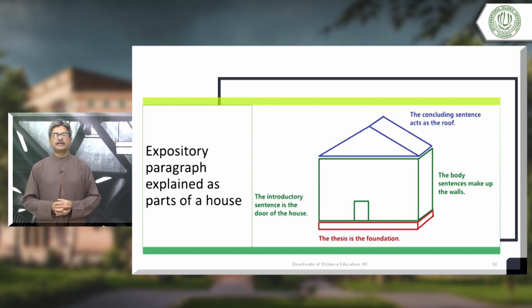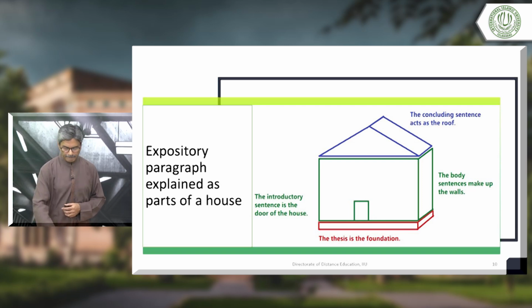To explain this expository paragraph, I have made this graph. You can see that there is a thesis as the foundation of this house, and then introductory sentences, then of course the body, the main structure of the paragraph, and the top roof is the conclusion. You might also call it the climax.